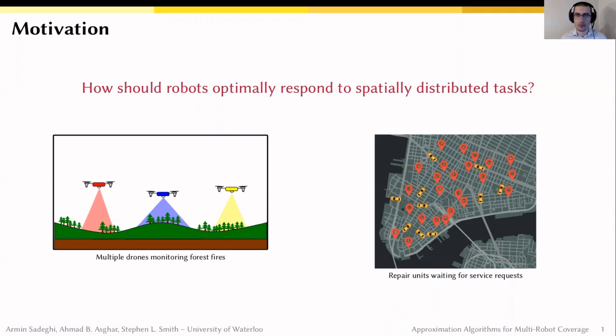For instance, in forest fire monitoring, we have a set of drones. They are equipped with cameras, and we want to minimize the distance of the event location to the closest robot such that the quality of a camera picture taken from each part of the environment is maximized. Or in an urban scenario, we have repair requests that arrive over time, and we want to distribute our repairmen or the robots in the environment such that we minimize the time to respond to these tasks.